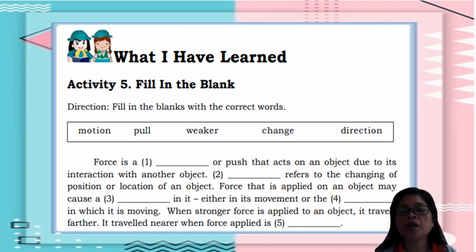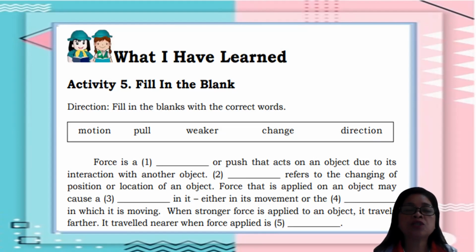Force is applied on an object. Force that is applied on an object may cause a change in it, either in its movement or the direction in which it is moving. When stronger force is applied to an object, it traveled farther. It traveled nearer when force applied is weaker.